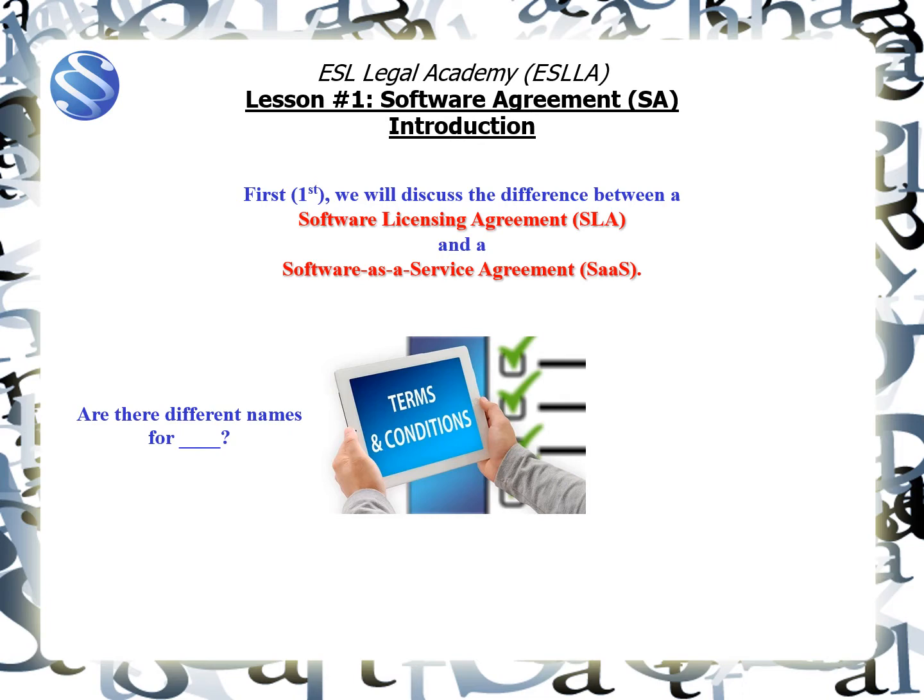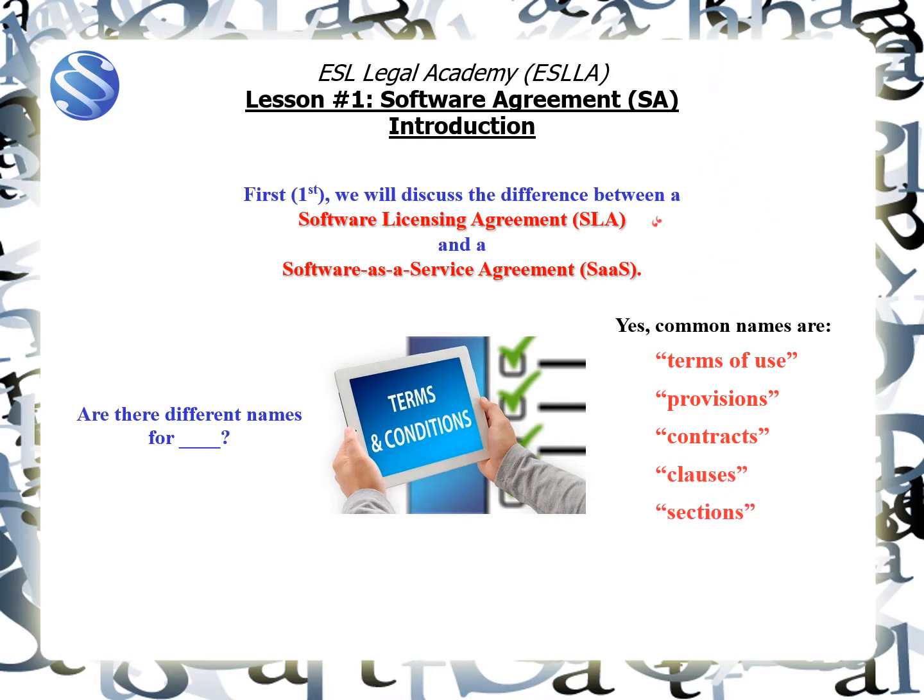Lesson number 1, Software Agreement, Introduction. First, we will discuss the difference between a software licensing agreement, also known as an SLA, and a software as a service agreement, also known as SaaS. Are there different names for terms and conditions? Yes, common names are terms of use, provisions, contracts, clauses, sections, and agreements.